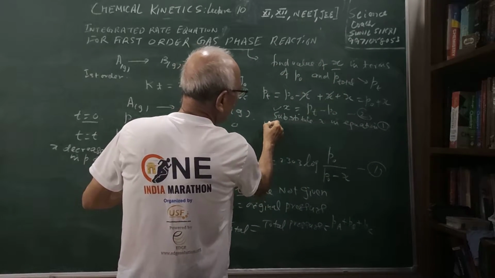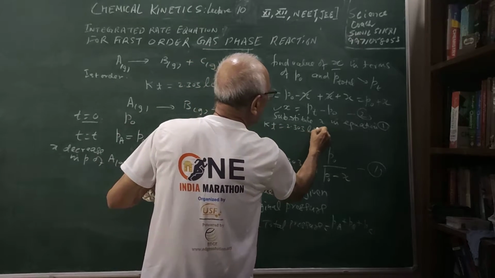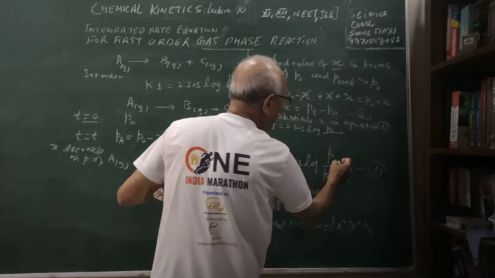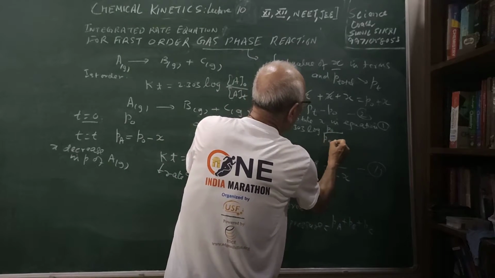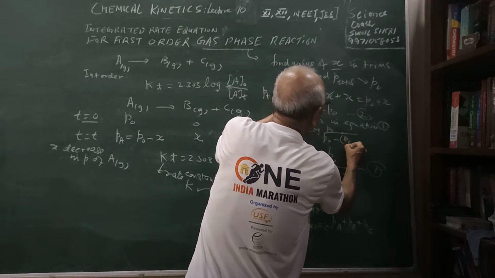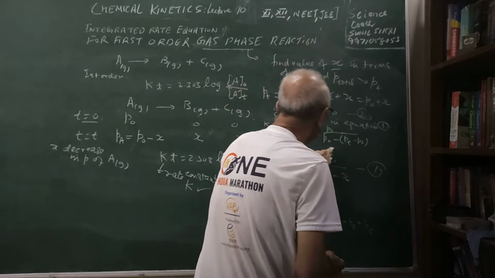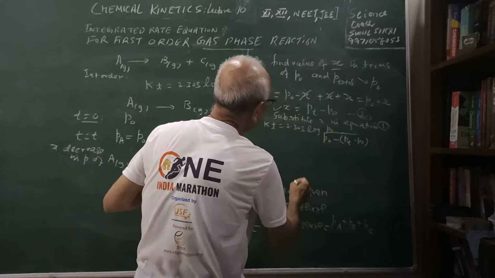Then what will it become? kt is equal to 2.303 log of P0, which is known to me, over P0 minus x. What is the value of x, students? Pt minus P0. Now what will be the formula? What will be the answer then?